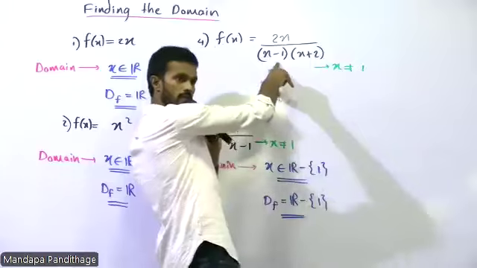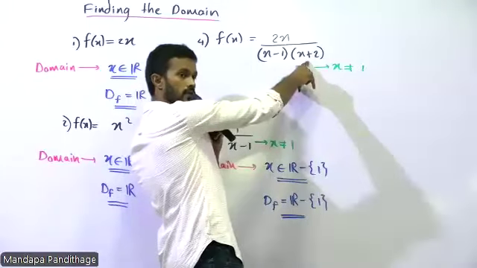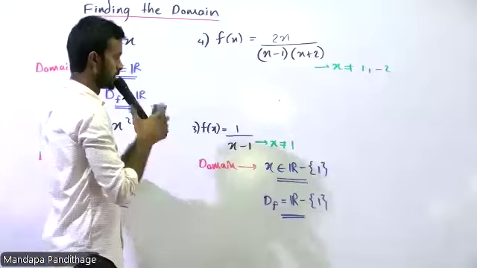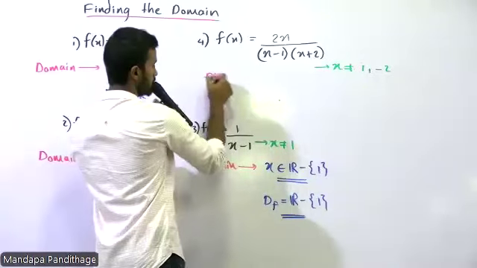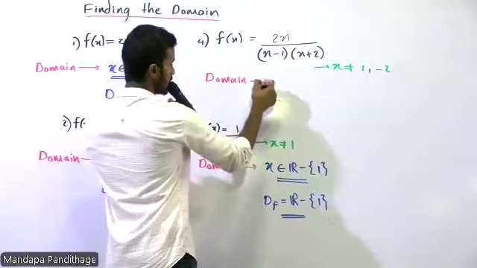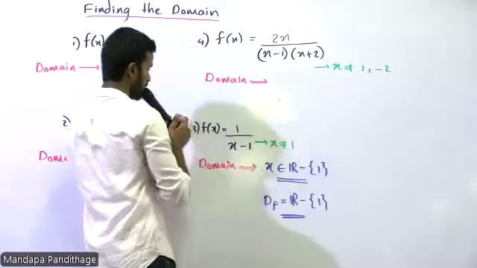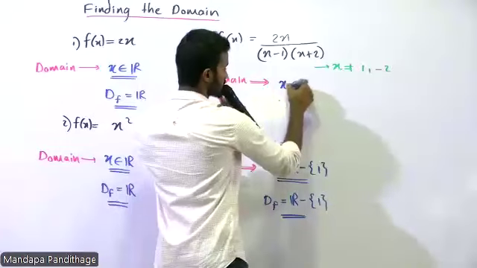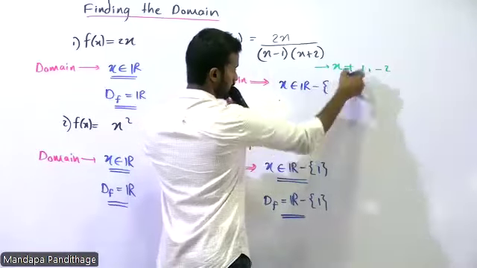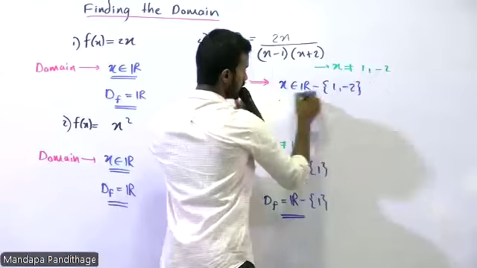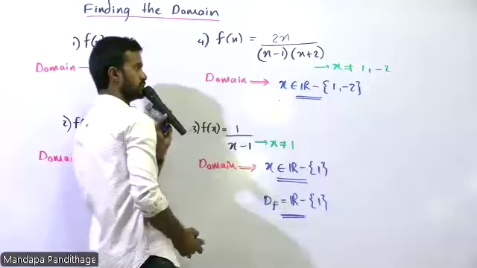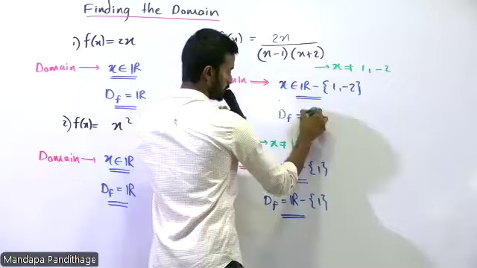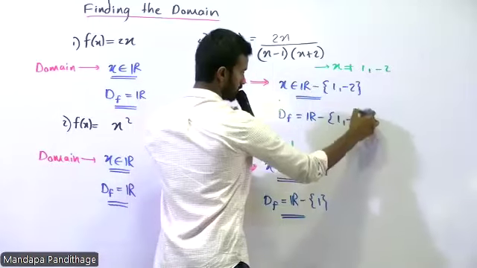Because if it becomes 1, this becomes 0. If it becomes minus 2, this becomes 0. So we have to exclude the values that make the denominator 0. So in this case, how can you write the domain? You can write the domain in this way. X can be any element, but it cannot be 1 and minus 2. So you have to exclude 1 and minus 2. So you can write D_f is equal to the real number set, but we have to exclude 1 and minus 2.